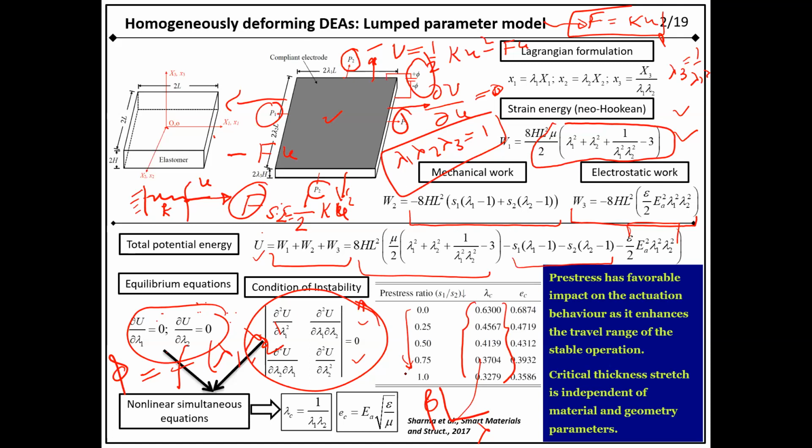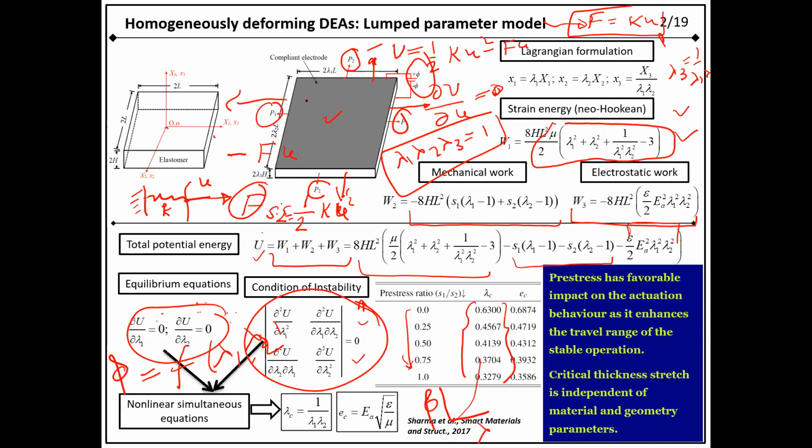Okay, and although the requirement of the potential field, or what I can say, the requirement of the voltage difference or the potential difference will reduce. Okay, so this is how we do the modeling of a homogeneously deforming dielectric elastomer actuator.